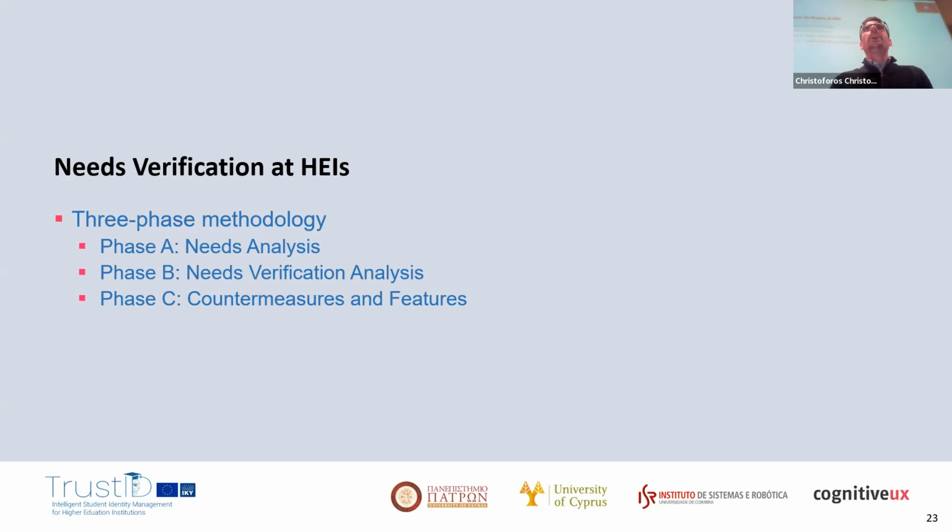So for the verification, we followed a three-phase methodology. First, we had the needs analysis, during which we collected as much information as possible. Then we verified our findings by speaking to the various stakeholders and verifying that we were on a good track. And in the third phase, we identified and presented some countermeasures. What can we do to prevent, for example, students from trying to cheat on exams, and we proposed some features that needed to be implemented to be able to tackle the possible threats.